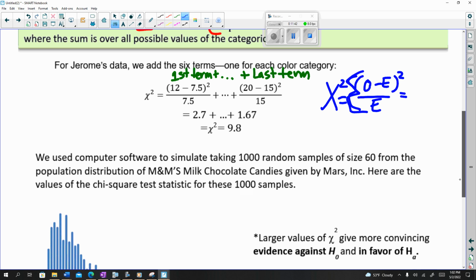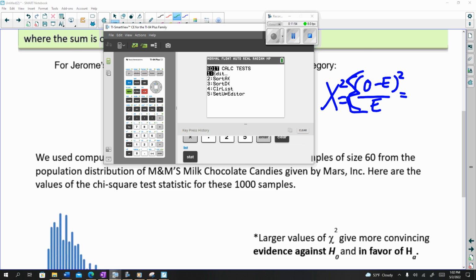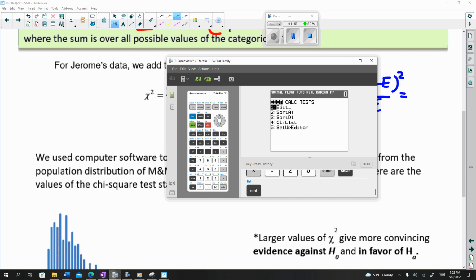Okay, it looks like that's what they did. Now, how do I get my chi-squared test statistic in the calculator? This is what they got. I'm going to show you how to get it in the calculator. So to do this, you press stat and you go over to tests and you go up or down until you get to the letter D for dog.